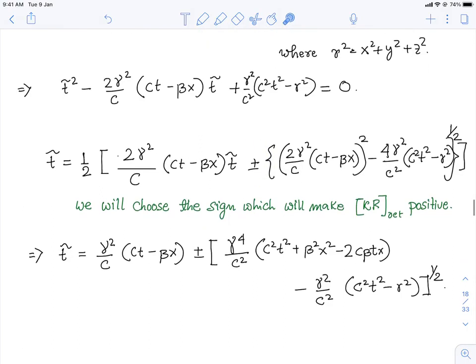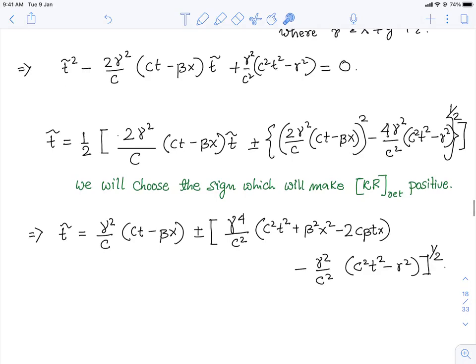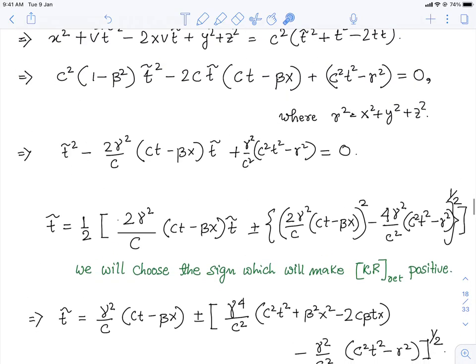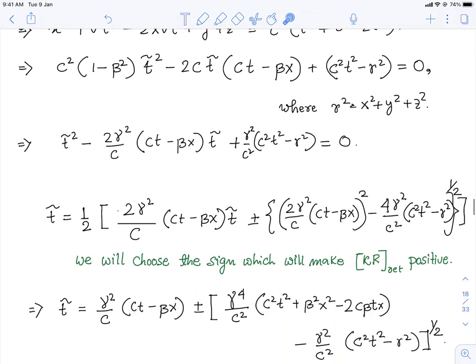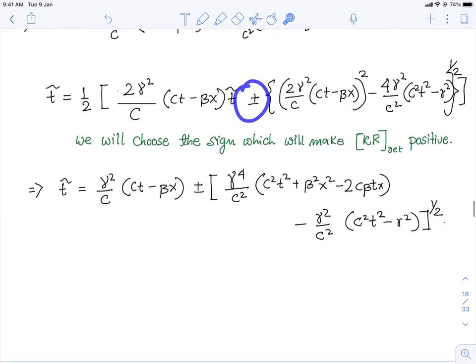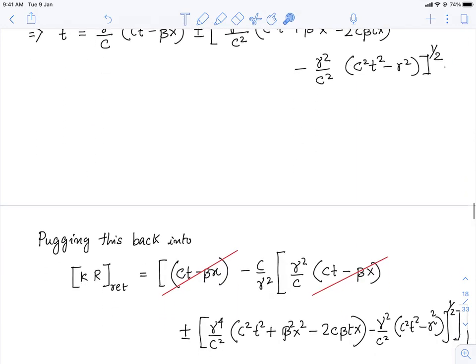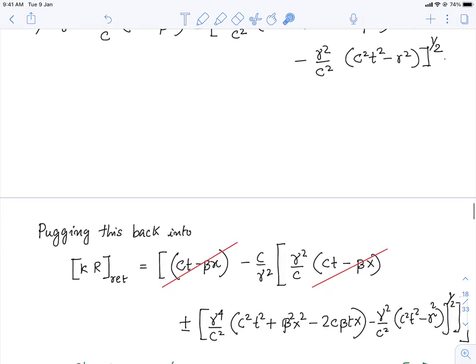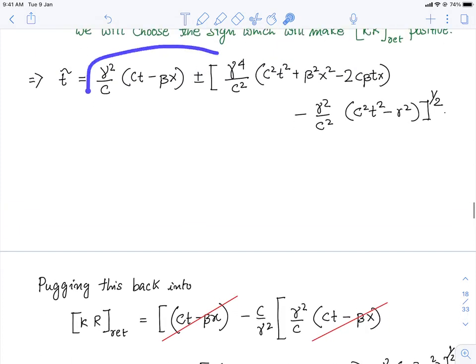But instead of figuring out which is greater or less, we can do something simpler, which is eventually we want this k of r to be a positive quantity. So we'll retain the sign for which this k of r, this object, is a positive quantity. I have kept both the signs, and this is my t̃.